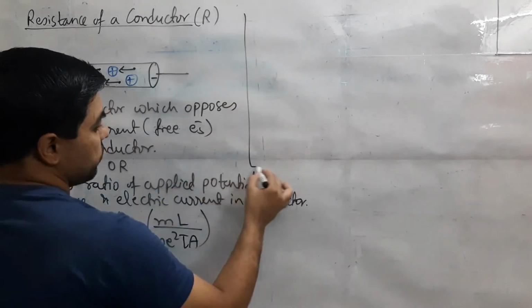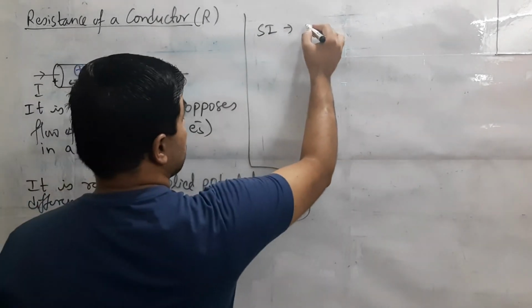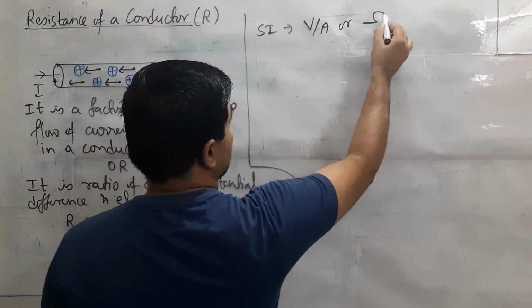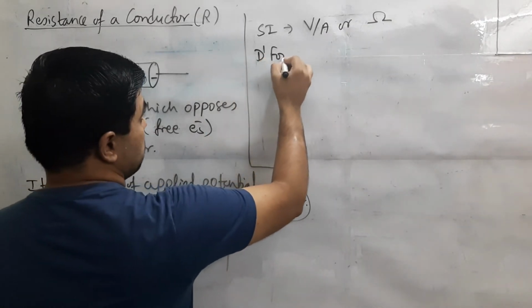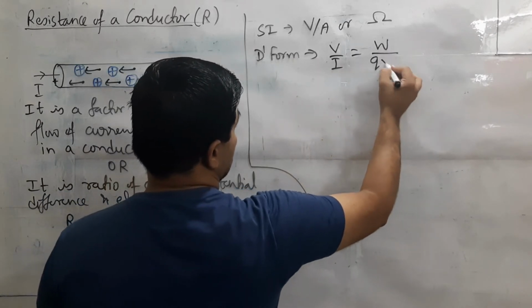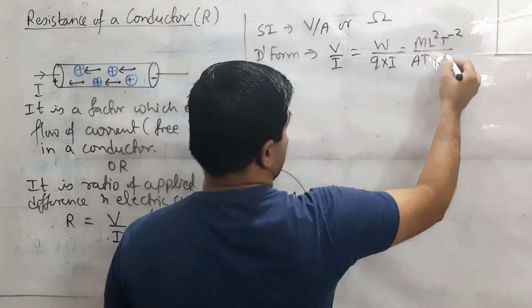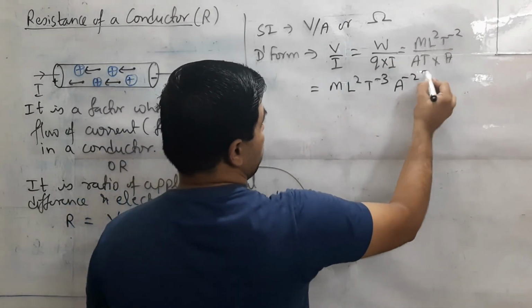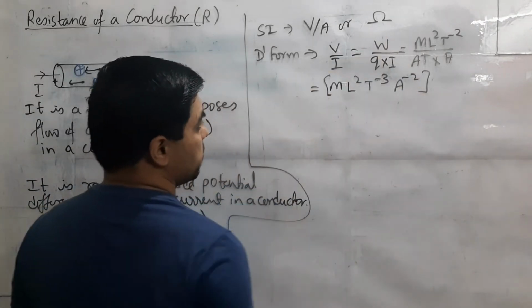From this we have the SI unit as volt per ampere or ohm. Dimensional formula we have already proved. From this V upon I, where V was written as W by Q, current is I, W is ML2T minus 2, charge was AT and I is A only, so this becomes ML2T minus 3 A minus 2. You can write this relation directly also if you remember this formula, otherwise you must know how to derive it. So this is the method.